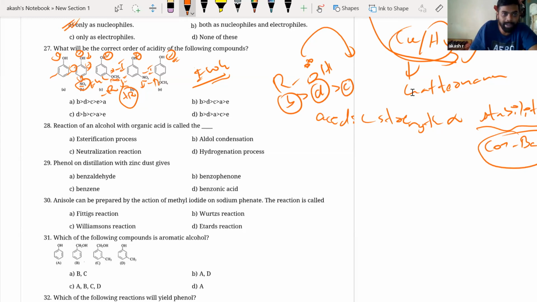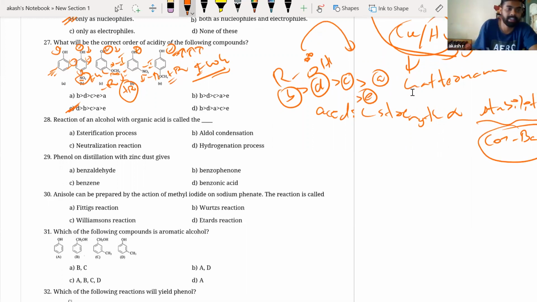Because this is a minus I effect. Even though if you want to compare with phenol, phenol has nothing, this has a minus I group, which will decrease the electron density. So that comes, then comes your A, because it has no electron donating group. And the last, you see, this is going to show me plus R, which will give a very, very high increase in the negative charge. So the last goes to E. So B, D, C, A, E. Right, that is the reaction.